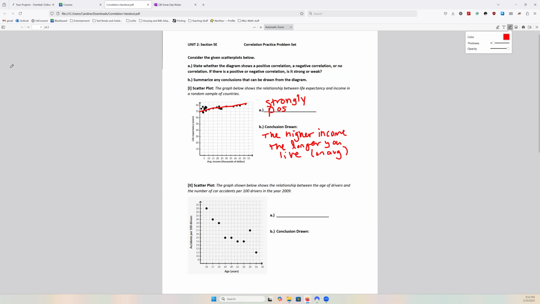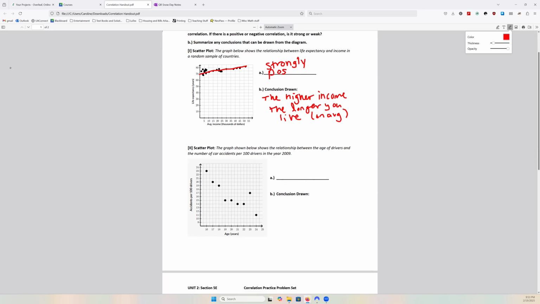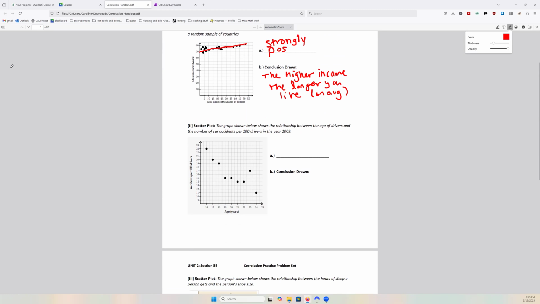That makes sense. If you have a lot of money, you can go to a lot of doctors. All right, so for this next one, for part 2, the graph shown below shows a relationship between the age of drivers and the number of accidents per 100 drivers in the year 2009. So we have age as our x-axis and accidents per 100 drivers as our y-axis. And again, you can imagine that there's a nice little line here, got a little bumpy in the middle. So this one has a negative slope.